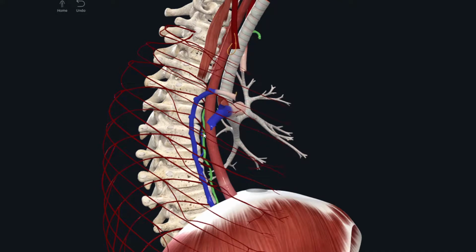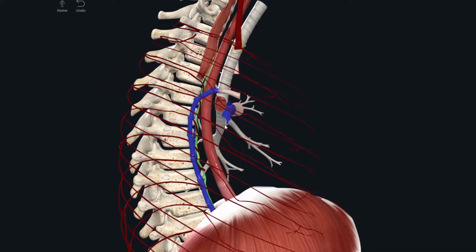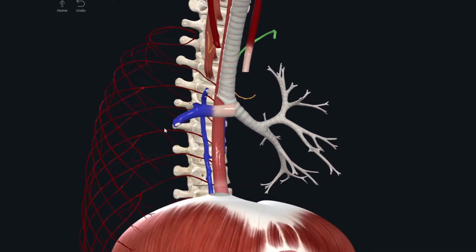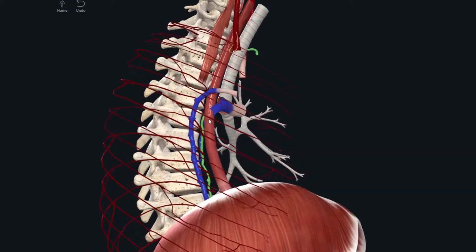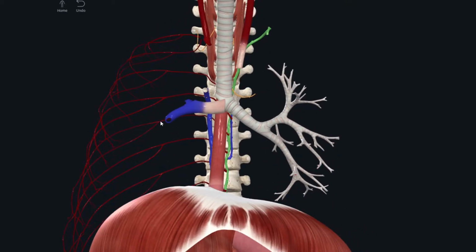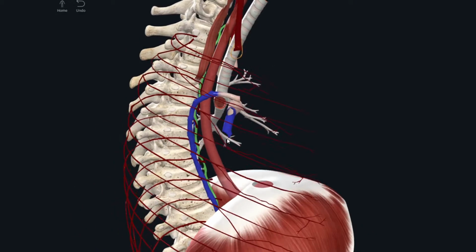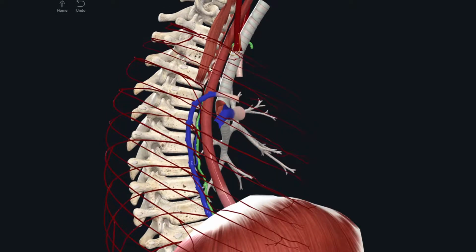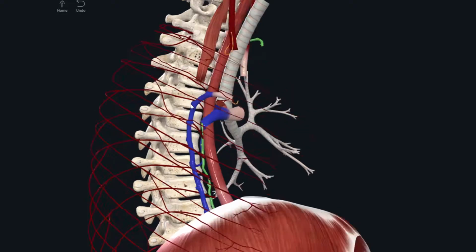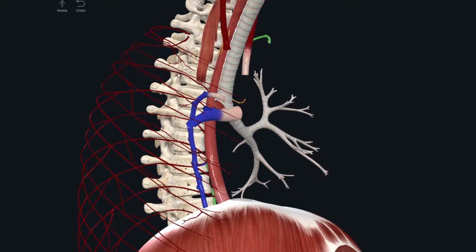So now let us take into consideration the posterior relations of the esophagus, especially the thoracic region. We saw the anterior relations earlier, and the posterior relations are much more in number. So the first relation that we can observe here is the longus colli. You can see that some parts of the longus colli also make up the posterior relation of the thoracic esophagus. Then we have the intercostal artery.